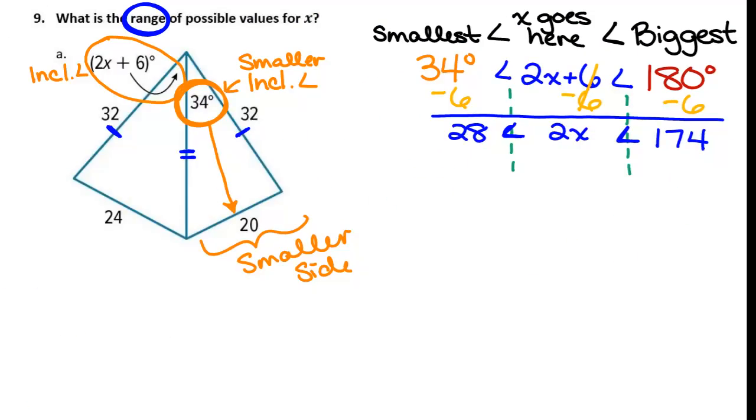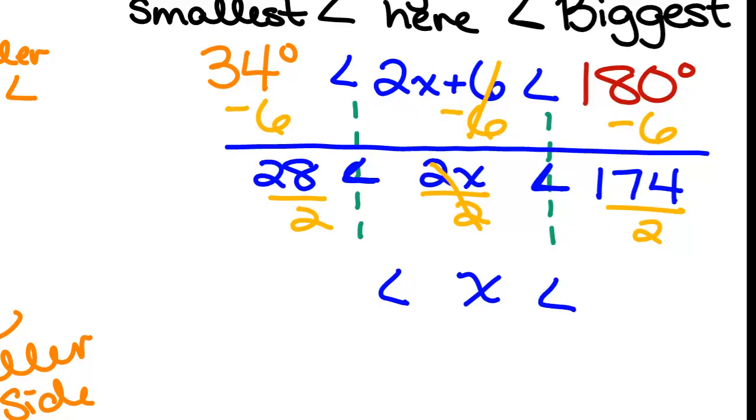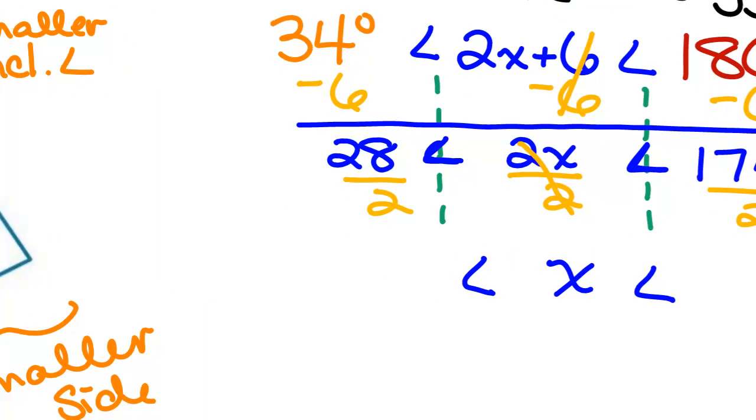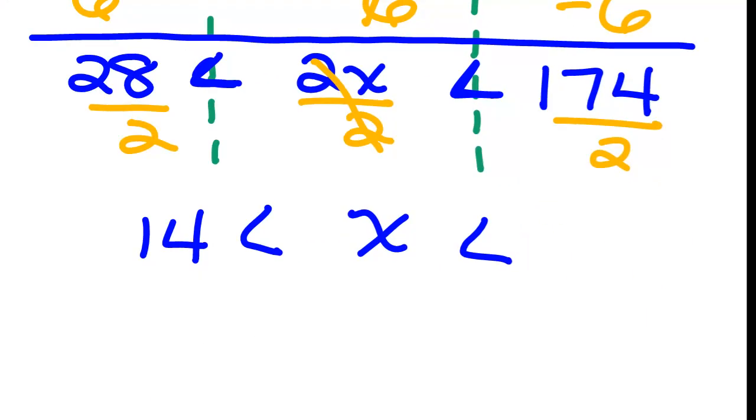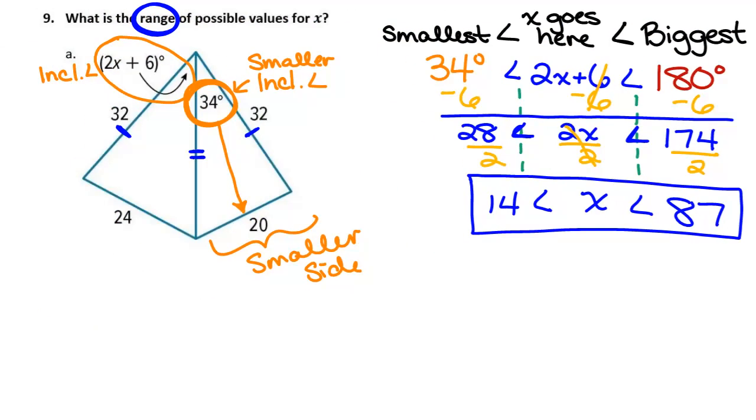174. 174. And then what do? Divide everybody by 2 so that we can get X alone in the middle. Bring down those inequalities. What is 28 divided by 2? 14. And 174 divided by 2? 87. So X is in between 14 and 87. So X could be 20, but X couldn't be 0. X couldn't be 100.